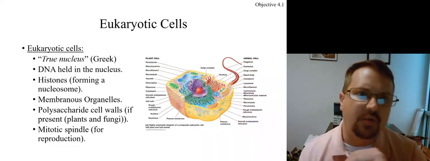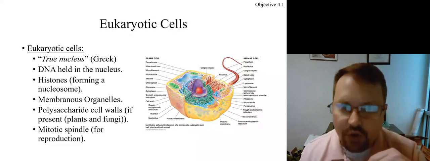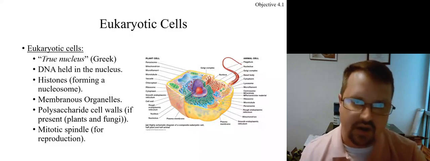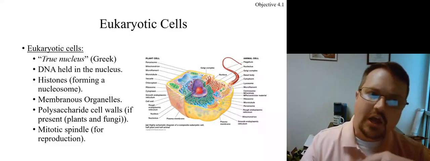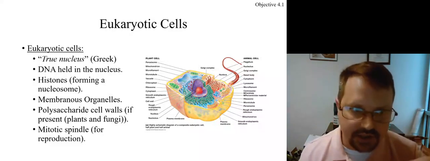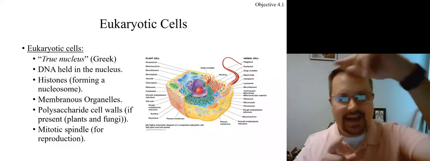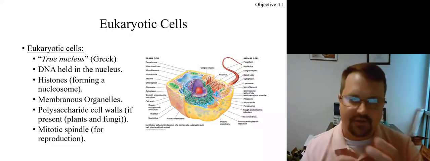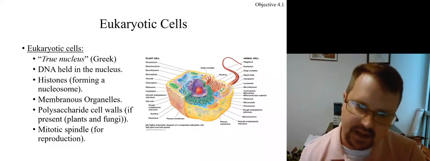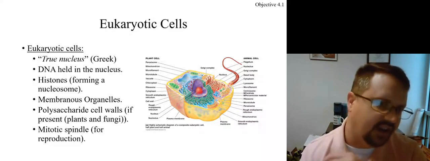Okay. Now we're going to start with eukaryotic cells. Eukaryotic cells have a true nucleus. That's what the word eukaryote means: eu means true, true nucleus. The DNA is housed in the nucleus. There will be histones, and that makes a nucleosome. A nucleosome is DNA wrapped around the histones. They will have membranous organelles, for example, the endoplasmic reticulum, the Golgi, and that kind of stuff.